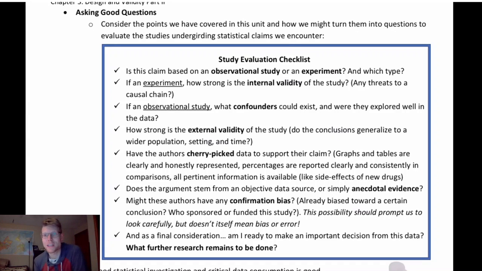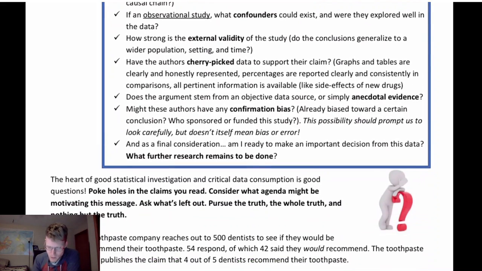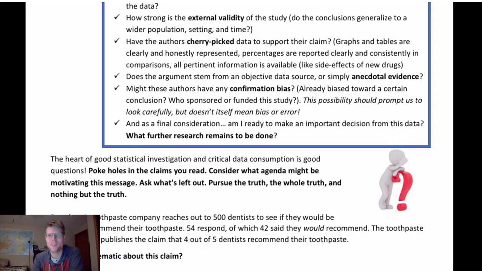Was there a sponsor to the study, who is funding the study, who might have an agenda here? This should prompt us to look carefully at the processes and what kinds of things could be overlooked. And as a final consideration, am I ready to make an important decision from this data? What further research remains to be done? We don't depend on singular studies to tell the whole story because singular studies always have limitations. Rather, we look at the corpus of studies. We look at multiple relevant studies that study a question from different angles and look to see if there's a common conclusion, a common result stemming from these types of studies. So we want to be good question askers when we evaluate studies.